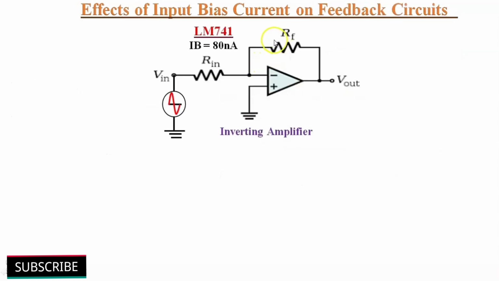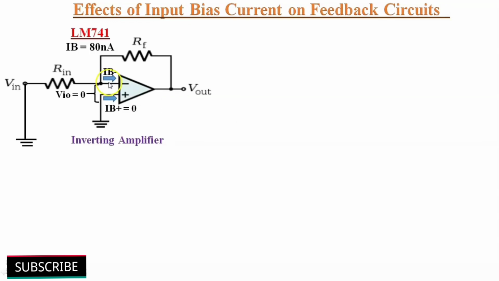Now we will discuss the effect of input bias current on feedback circuits. Let's take an LM741 and configure it as an inverting amplifier. IB minus and IB plus are flowing into the inverting and non-inverting terminals respectively. The non-inverting terminal is at ground potential, so there will not be any effect of IB plus on output voltage. But if you observe, the inverting terminal is also connected to ground through input resistor Rin.